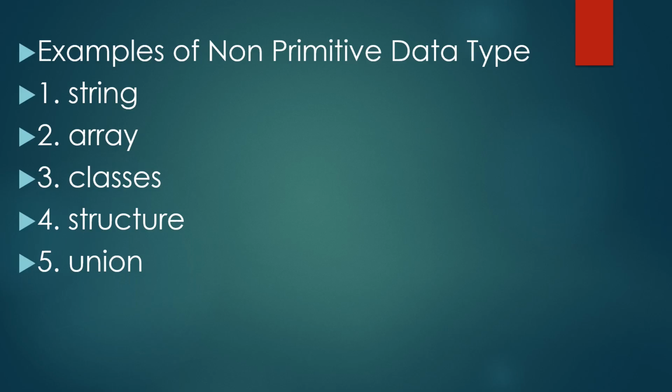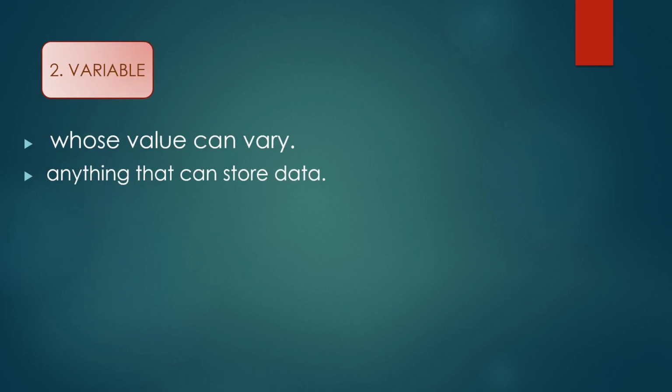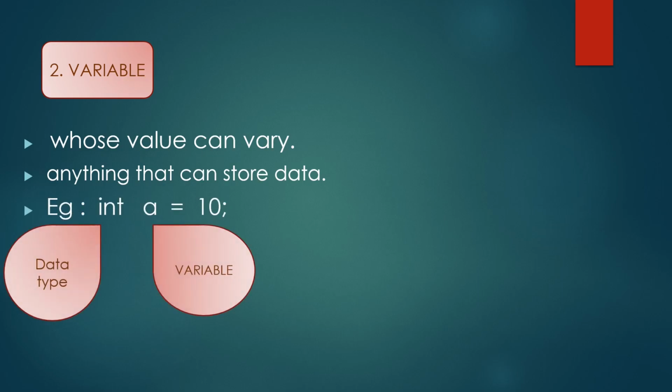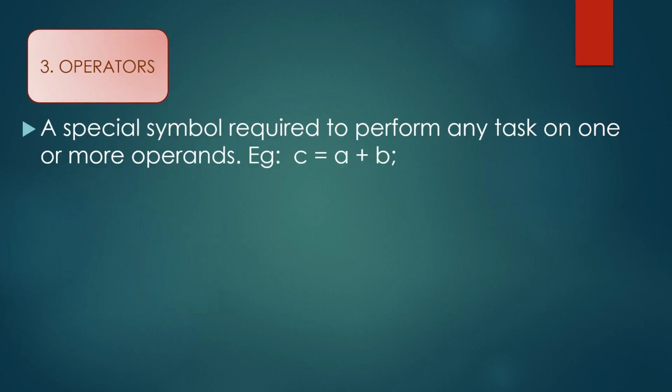Okay, now what about variable? Variable, as the name suggests, is something which can vary. Anything that can store data is a variable. For example, int a equals 10. Here int is a data type and a is a variable. Okay, so our next term is operator. An operator is a special symbol required to perform a task on one or more operands. For example, C equals A plus B. Here plus is a special operator and A and B are two operands.